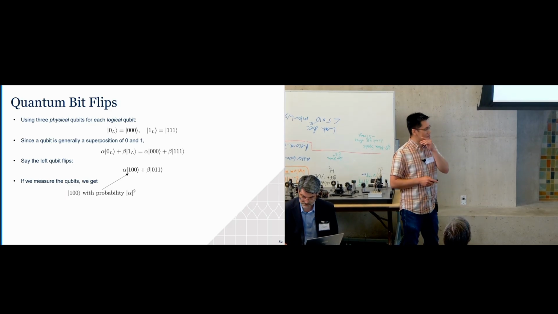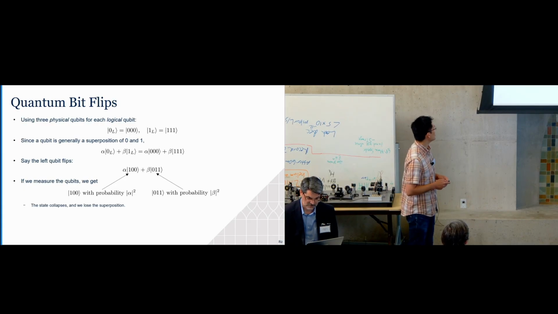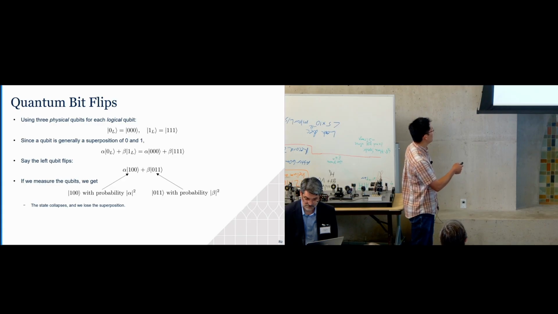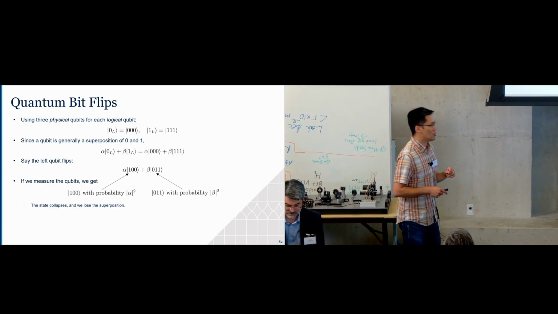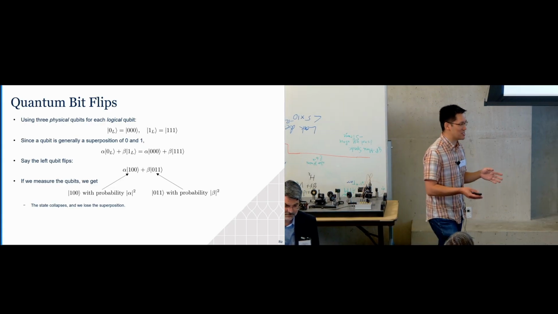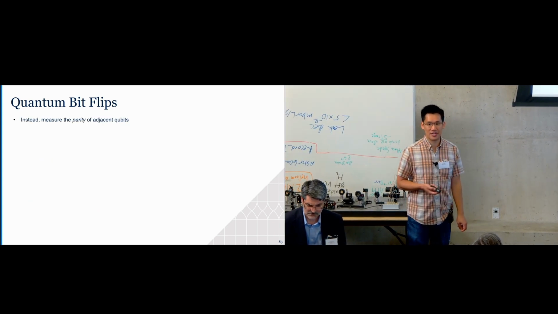If we were to just measure the qubits, we would get that the 3 qubits are 1, 0, 0 with probability the norm of alpha squared, or we would get that the 3 qubits are 0, 1, 1 with probability the norm of beta squared. And the state collapses, and we lose the superposition. So we don't want to just measure the bits and say, hey, look, there's an error here, this qubit is off from the other 2, because by doing that, we've lost the state that we wanted to encode. So quantum error correction has to be a little more sneaky, because you don't want to directly measure what your qubits are. Instead, we can measure the parity of adjacent qubits.